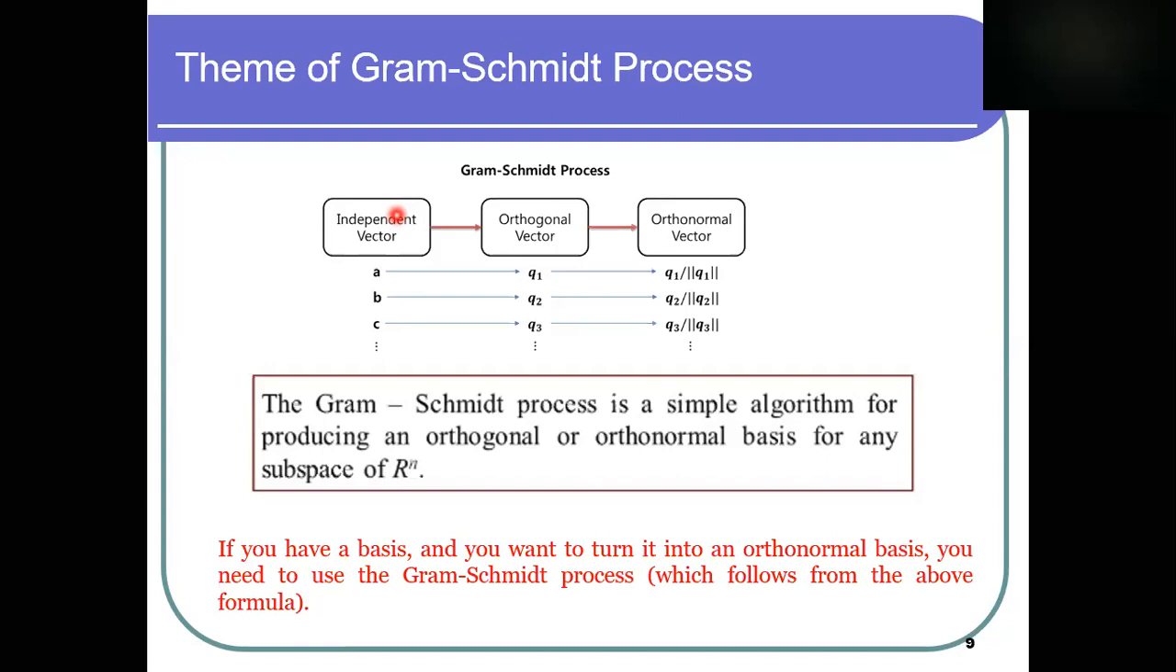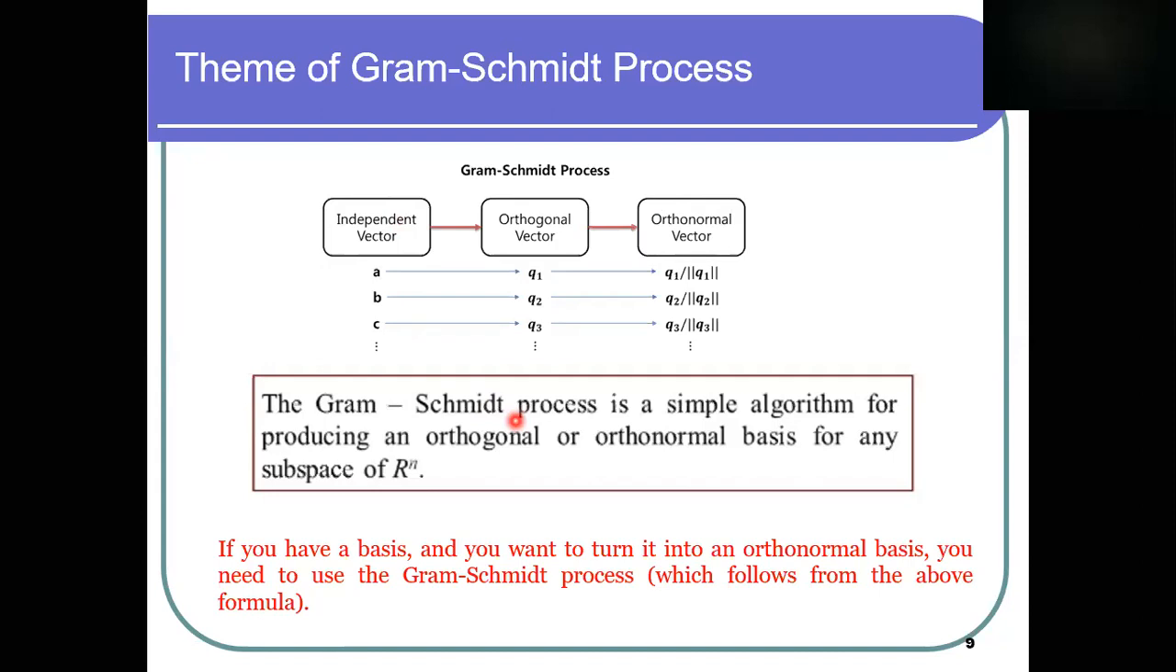So in that case, we must know how to transform any matrix, or how you can transform any column or row of any matrix, into an orthogonal or orthonormal set of vectors. In that case, the matrix will be an orthogonal or orthonormal matrix.